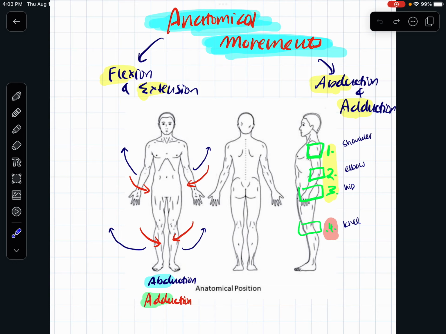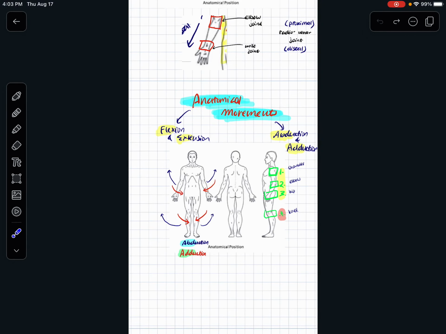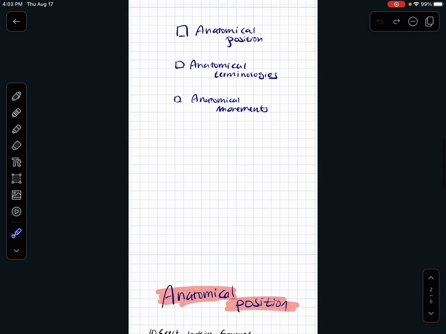So that covers most of what we need to know about the anatomical movements, terminologies, and position.